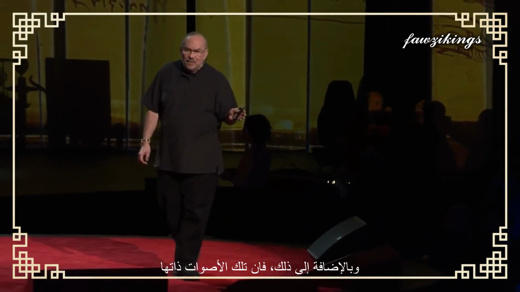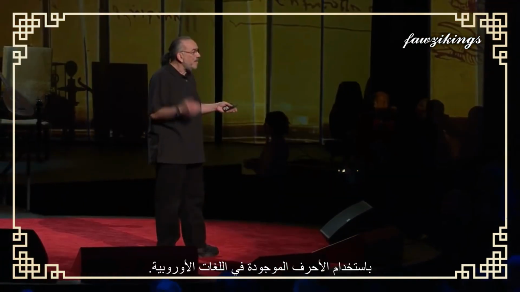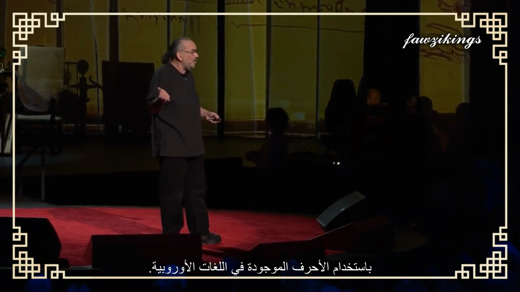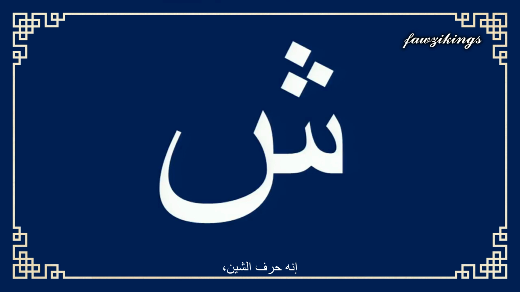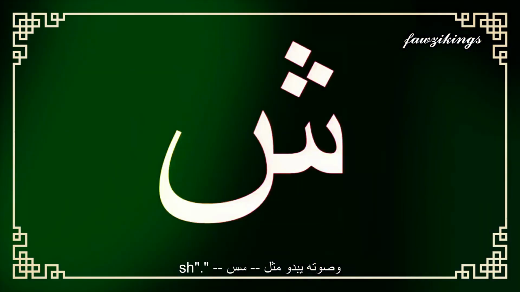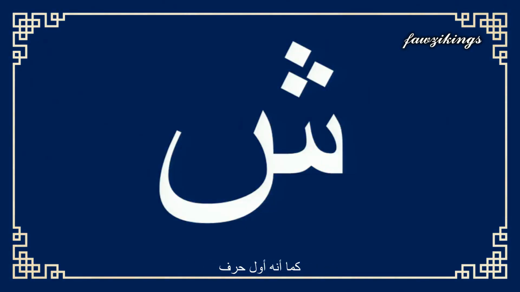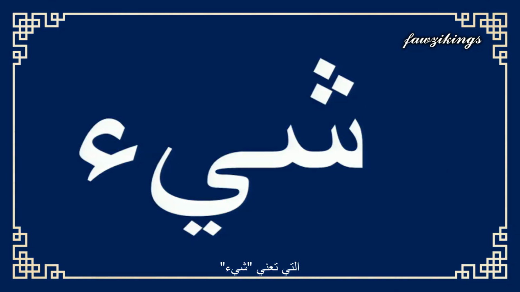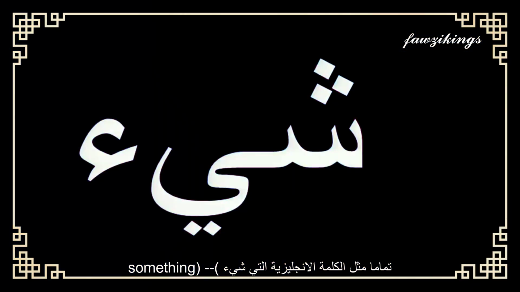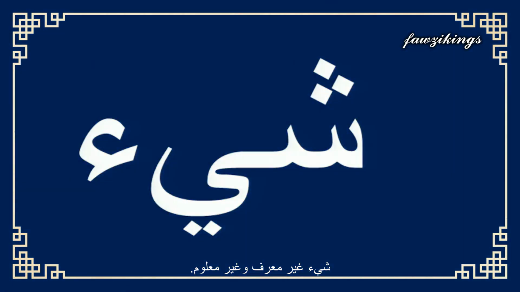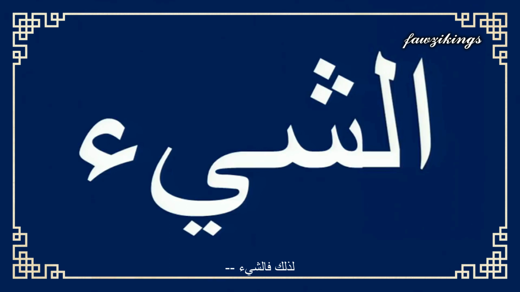Also, those very sounds tend not to be represented by the characters that are available in European languages. Here's one of the culprits. This is the letter sheen, and it makes the sound we think of as sh. Sh. It's also the very first letter of the word shay'un, which means something, just like the English word something, some undefined, unknown thing. Now in Arabic, we can make this definite by adding the definite article al, so this is al-shay'un, the unknown thing.